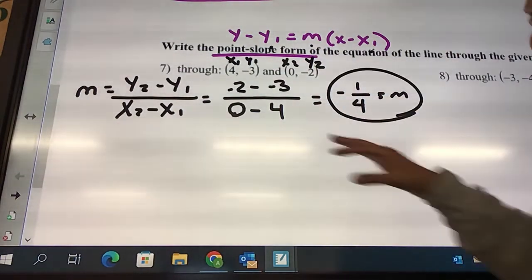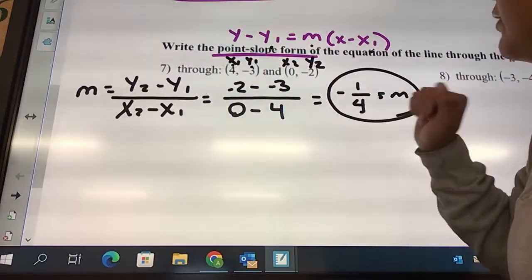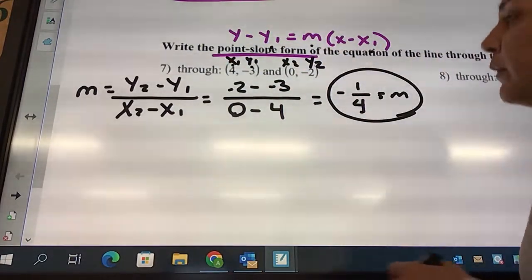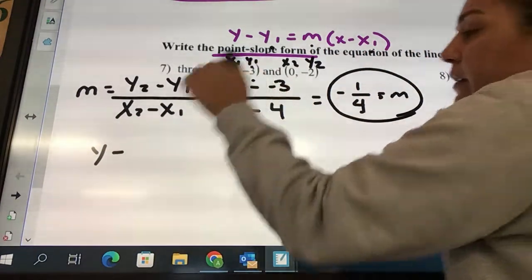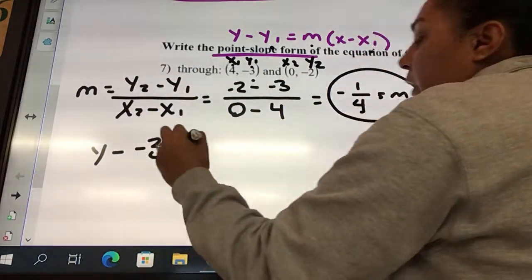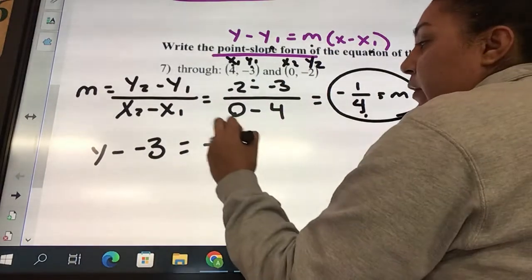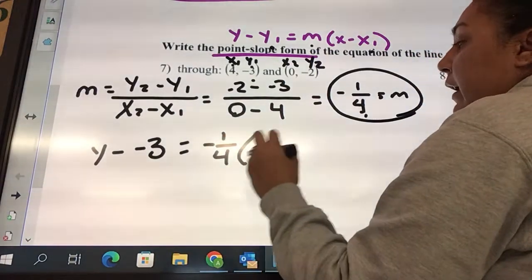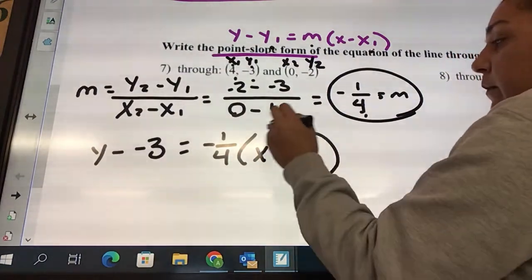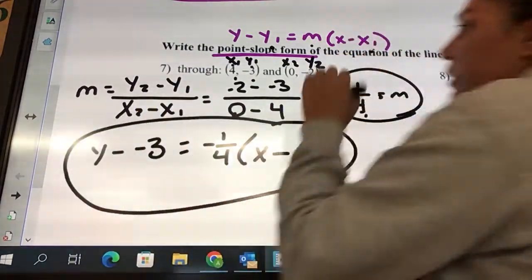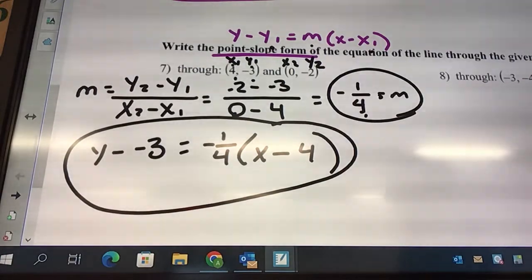Now I have everything I need. I got an x1, a y1, and I have an m. So now I can go ahead and use my formula. So I got y minus my y1, which is -3, equals my m, which is -1/4, times x minus my x1, which is 4. And we know we're finished because it's got the parentheses. It looks like in the form it's supposed to.